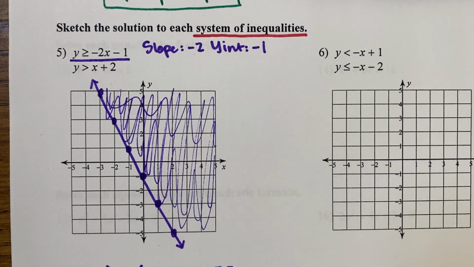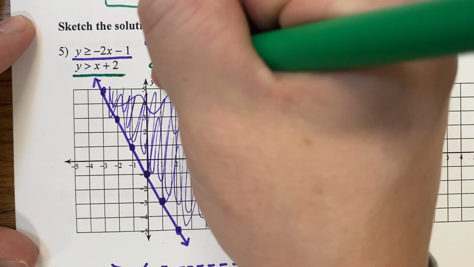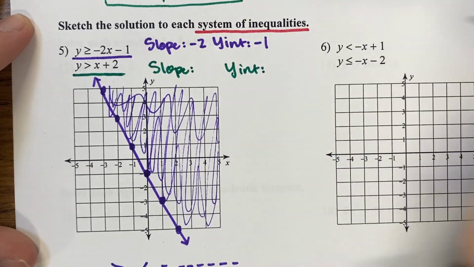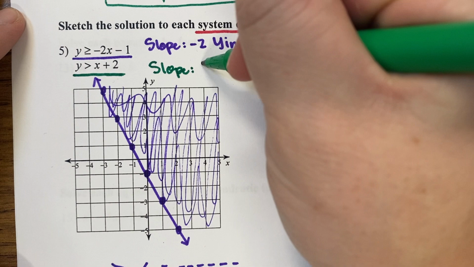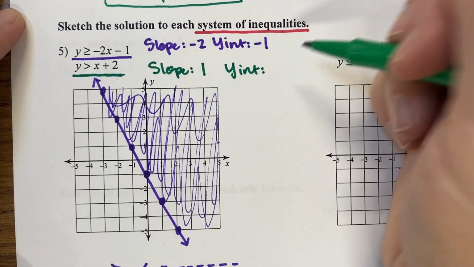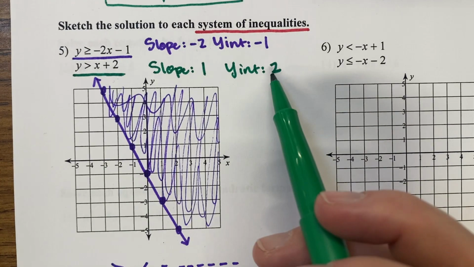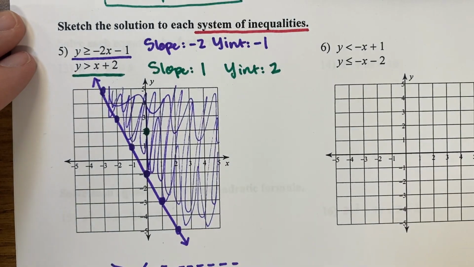Well now we need to graph our second inequality. We'll do this one in green. So again, we need to identify our slope and our y-intercept. Slope is in front of the x, which is just a positive 1. Y-intercept is positive 2. So we start with our y-intercept, so find positive 2. It's going to be right there.